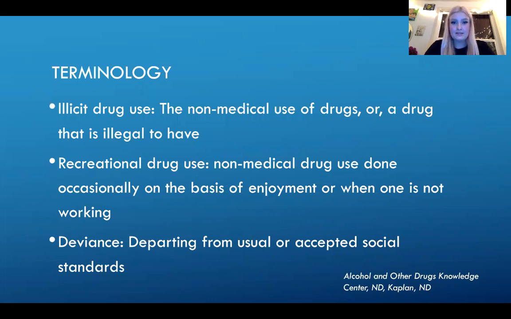First is illicit drug use, which is the non-medical use of drugs or using a drug that's illegal. Recreational drug use, which is the non-medical drug use done occasionally on the basis of enjoyment or when one is not working. And then deviance, which is just when an individual or group departs from the accepted social standards.